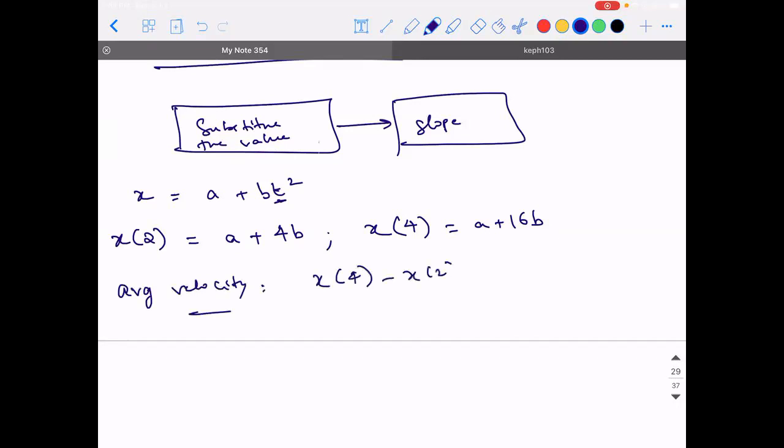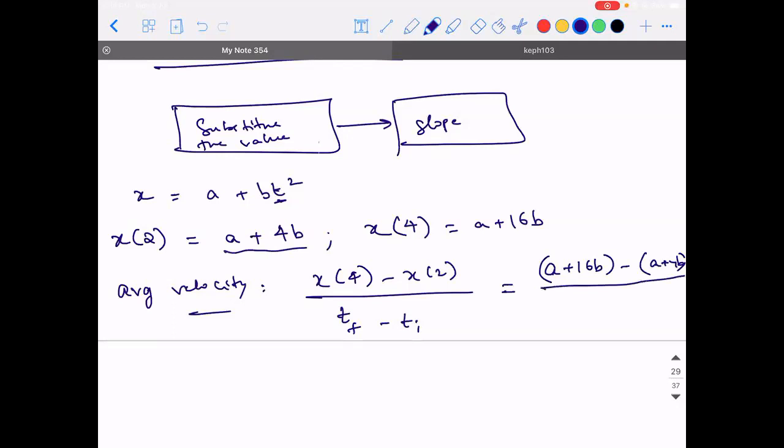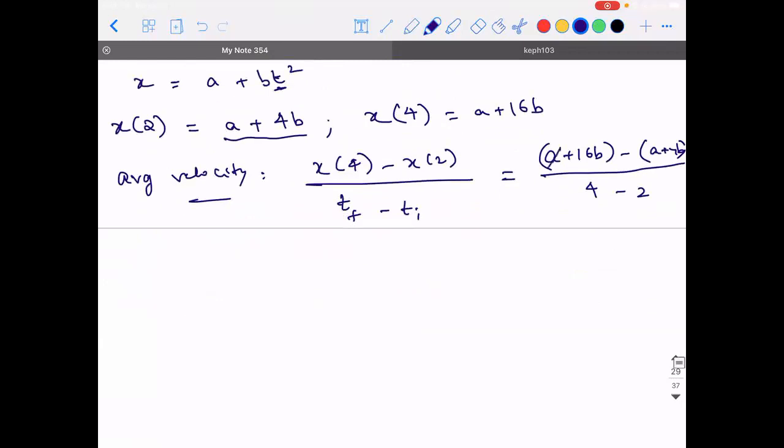Final minus initial divided by final minus initial. So displacement at x equal to 4 is a plus 16b, minus displacement at x equal to 2, which is a plus 4b, the whole divided by t final minus t initial, which is 4 minus 2. So a and a will get cancelled. 16 minus 4 is 12. 12b divided by 2 is going to give you 6b. So 6 into 2.5 will give you 15 meter per second.